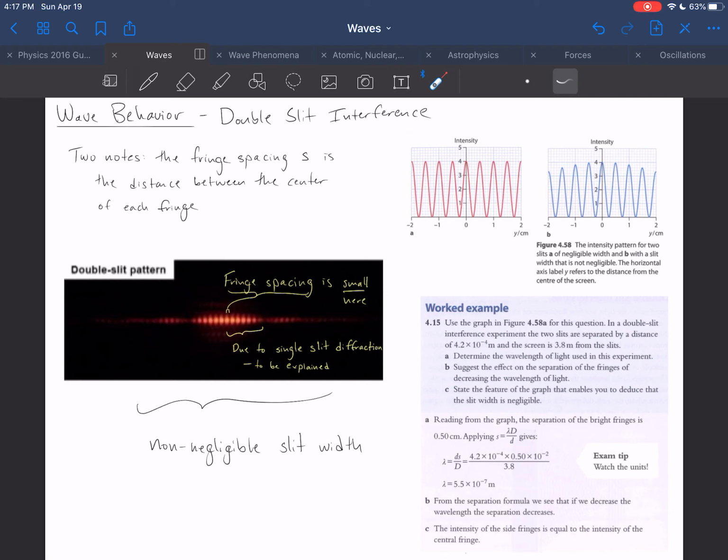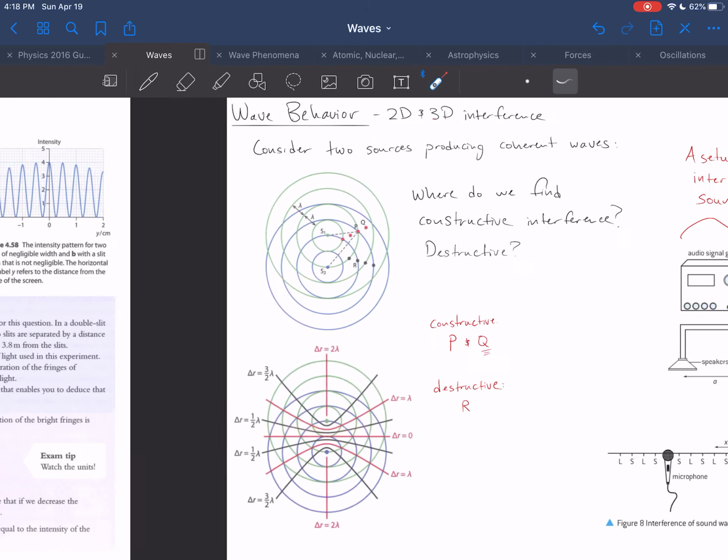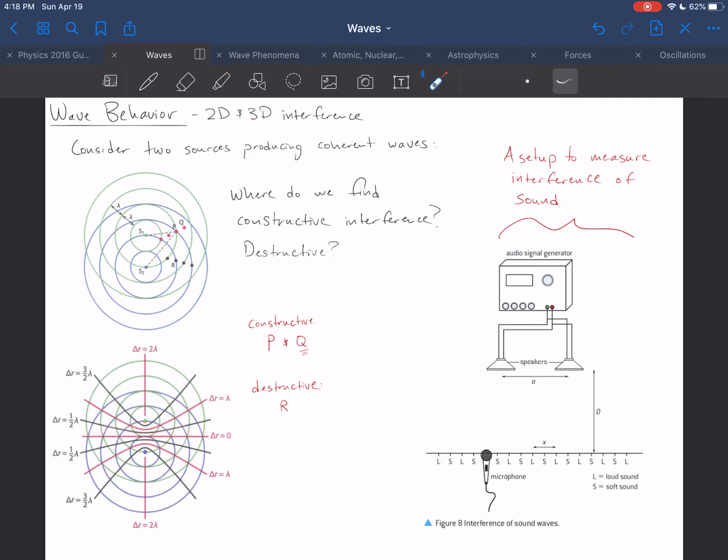And I would strongly recommend working your way through these worked examples here, using these graphs to test your understanding of the S equals lambda D over d equation that applies to double slit interference. Even if you haven't followed the entire derivation of that equation, it is important that you be able to use it. The second thing, well, I'll save this for another video.